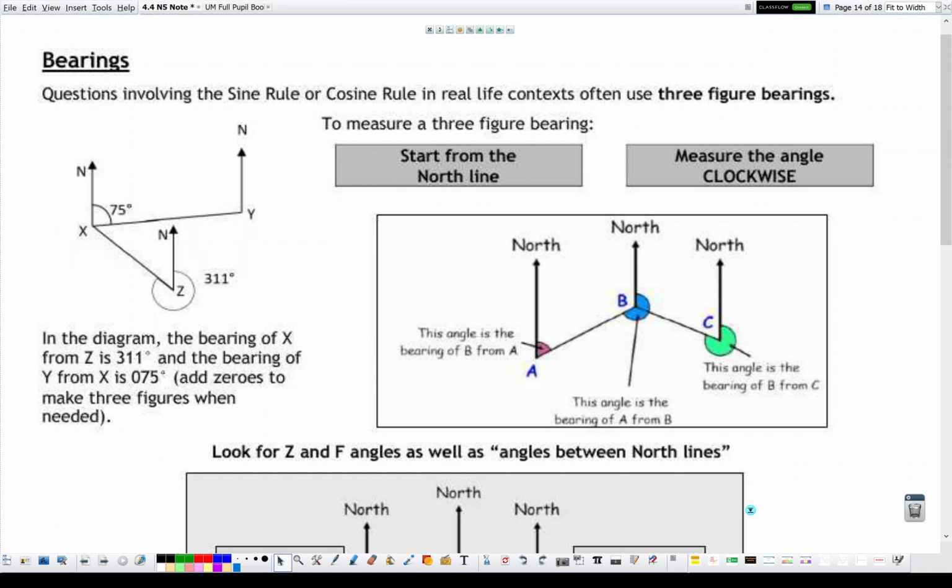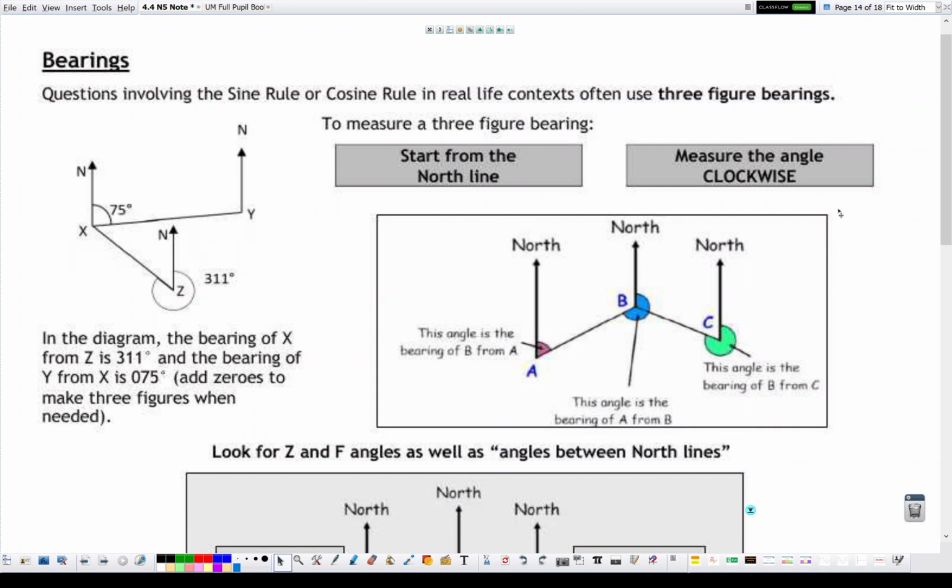Okay, so in the first one, if we were asked to find the actual bearing, it says here in the diagram, the bearing of X from Z is 311. So we went clockwise to the line that goes out to X. The bearing of Y from X, so Y from X is starting at X, going clockwise till we get to the line that goes to Y, and it's called a three-figure bearing because there always has to be 3 digits in your bearing. So if it's only a 2-digit number, if it's less than 100, you have to put a wee 0 in front. That's just a wee thing there. So 75 degrees in a bearing would be written as 075. Okay, so that's all you really need to know for that.